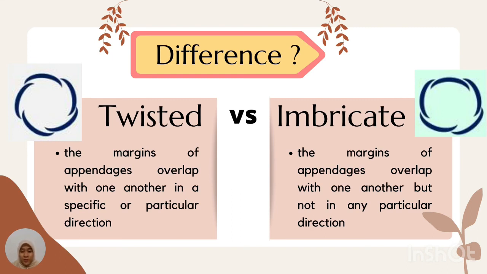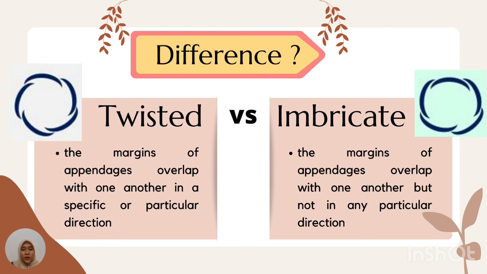If we look at the diagram, one petal is internal, which is inside, and we can see that the one at the lower right is external. The petal is outside, and then the remaining ones overlap with one margin to the next one. So imbricate does not have any particular direction.